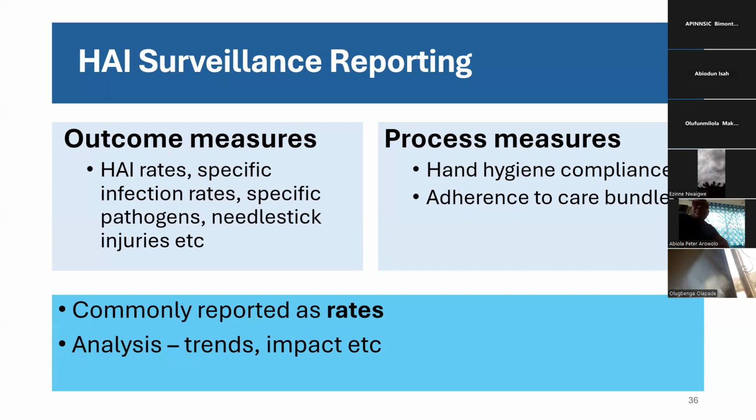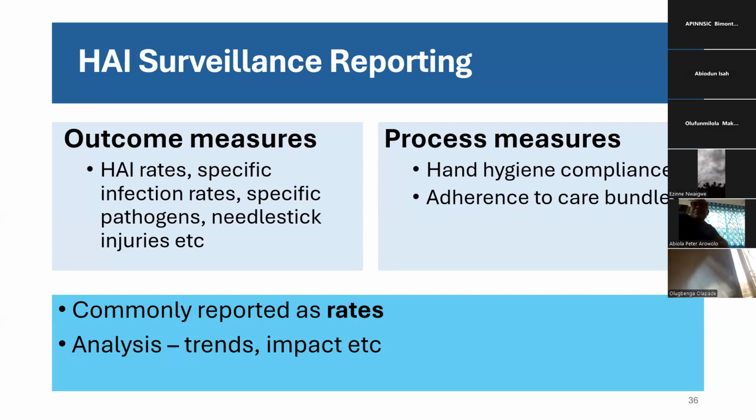Then for process measures, you can ask, how well are people complying with the hand hygiene recommendations, the 5 moments? Are people complying with it? That's the process you want to assess. Are people adhering to care bundles? Are they adhering adequately to the catheter-associated UTI care bundle, etc.?